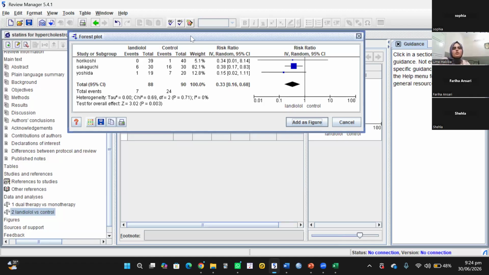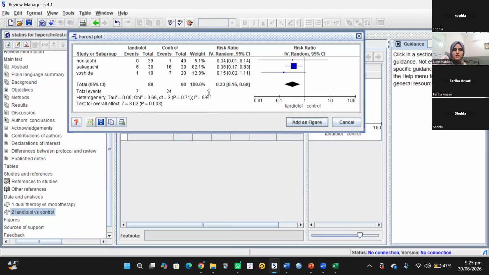You can tell it from the number as well and from the size of the square as well. Yes, exactly. Sakaguchi has more weightage. Square box is bigger than the others. Right? You can either tell from the column or you can tell from the size as well. What is the heterogeneity here? It's 0%. That's nice. Because my studies are very similar to each other. That's why.